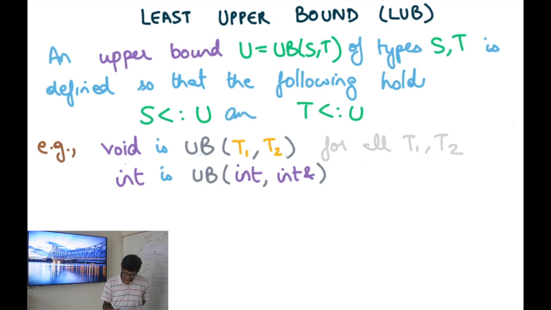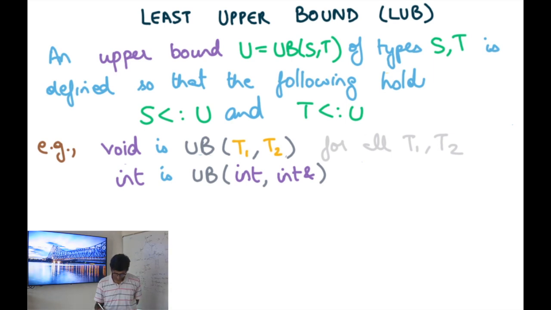All right. So for example, void is an upper bound of any two types T1 and T2, because T1 is always a subtype of void and T2 will always be a subtype of void, because void, recall, by design is a supertype of all other types in a language. And so void is an upper bound of any two types. Similarly, int is an upper bound of int and int&, or int reference, because int is a subtype of int, by reflexivity, and int& is also a subtype of int, because every reference type is a subtype of its corresponding value type.